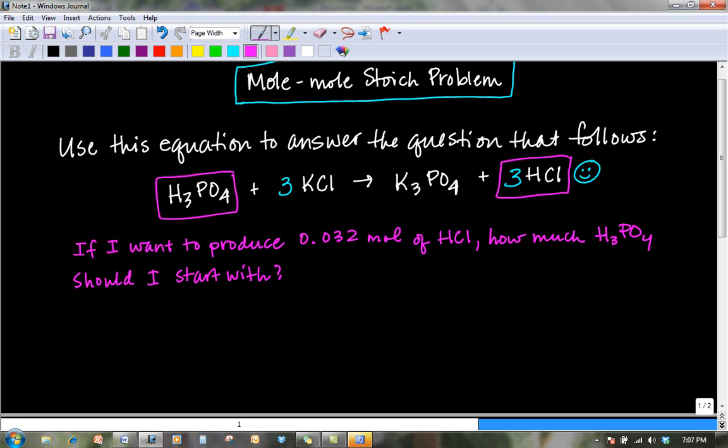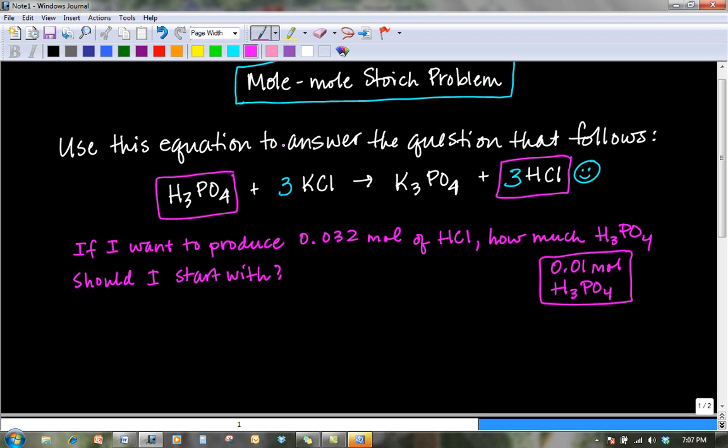Okay. If you worked this problem correctly, your answer would be 0.01 moles of hydrogen phosphate. How did you do? There's your answer. All right, here's the solution to this problem.